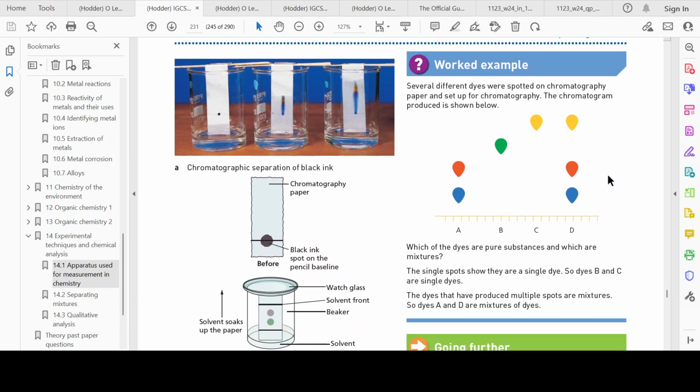Right, so here what we have, several different dyes were spotted on the chromatography paper and set up for chromatography. The chromatogram produced is shown below. So A, B, C, and D. Which of the dyes are pure substances and which are mixtures? So you can obviously see, right, B only has green, C only has yellow, so they're pure, whereas A is a mixture of red and blue, and D is a mixture of red, blue, and yellow, right? So B and C are pure, A and D are mixtures.